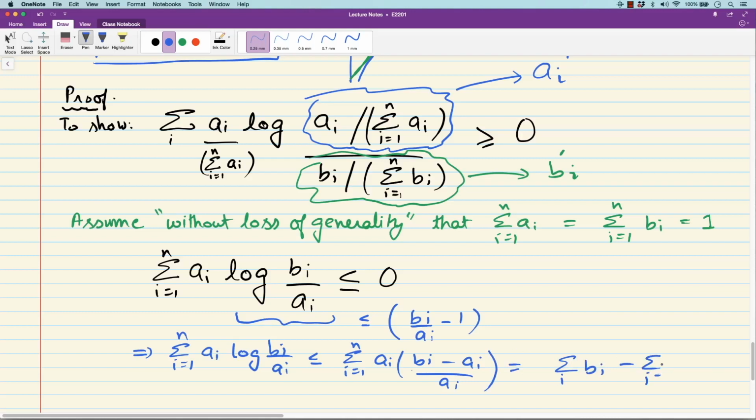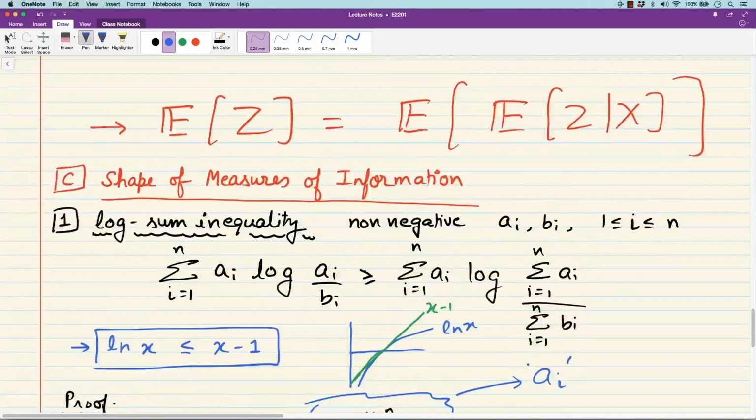of ai, but both summations are 1, so this is 0, and that's the proof. Okay, that's what you wanted to show. Right. So this is the inequality.